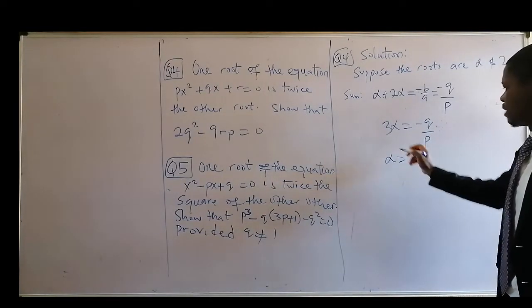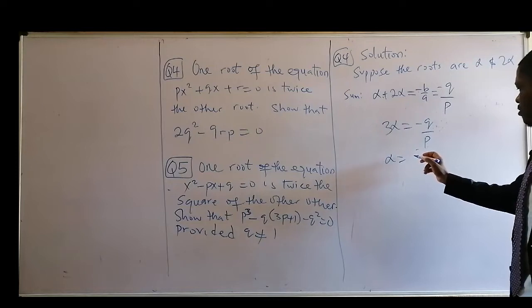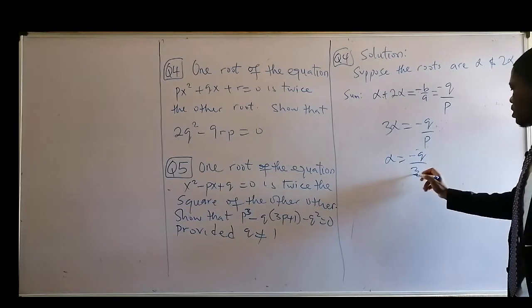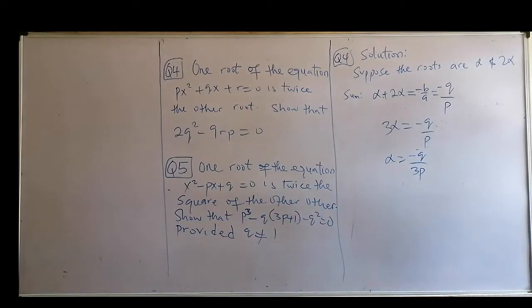Then alpha will be equal to what? Divide both sides by 3. Then alpha is equal to minus q over 3p. So let's get the product of the roots, which will be alpha times 2 alpha, equal to c over a. My c is r, and my a is p. So this will be 2 alpha squared equal to r over p.